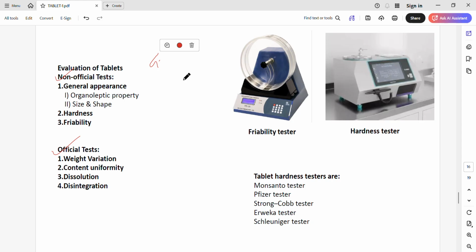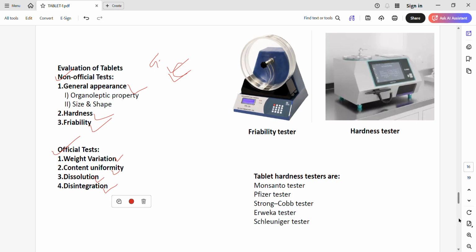There is one NIPER question: find out what is the official test and what is the non-official test. The official tests are weight variation, content uniformity, dissolution and disintegration. The non-official tests are general appearance, hardness and friability. This is the friability tester.